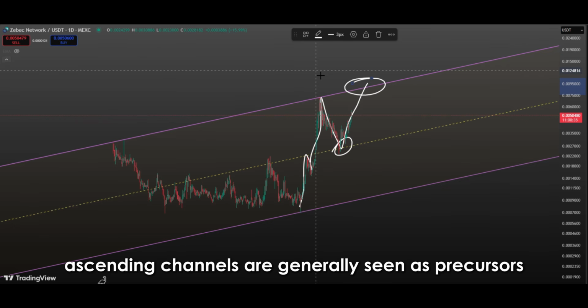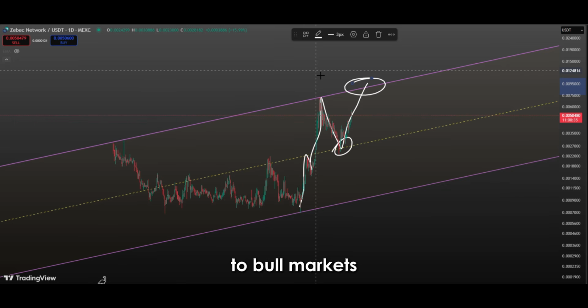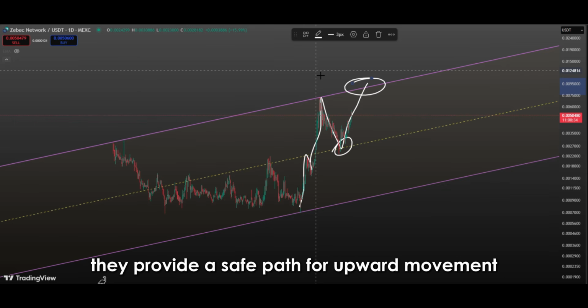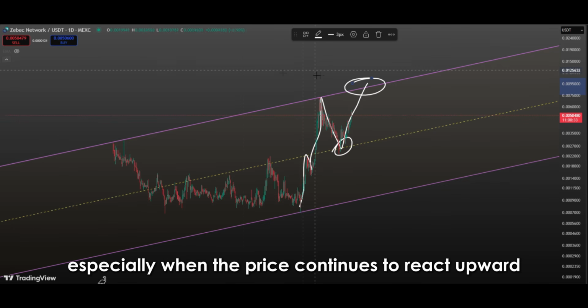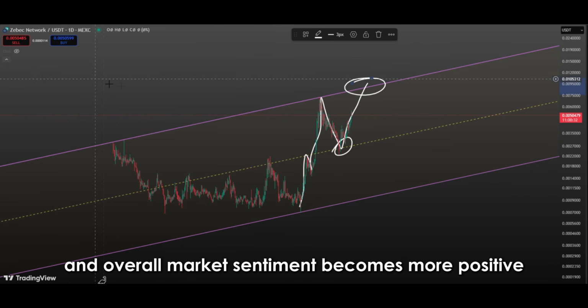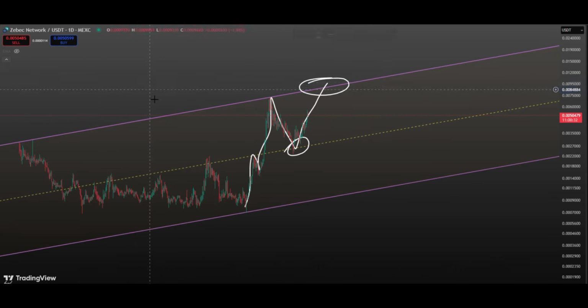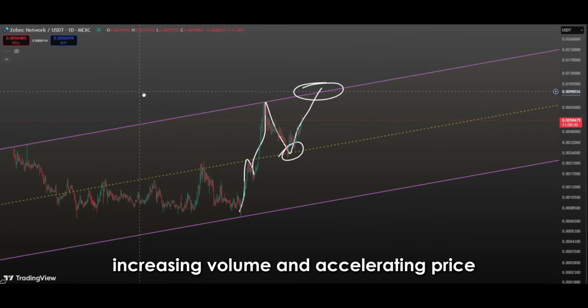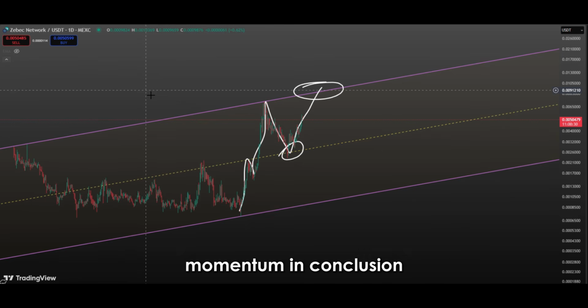Ascending channels are generally seen as precursors to bull markets, and as long as the channel structure is maintained, they provide a safe path for upward movement. Especially when the price continues to react upward from the midline, market participants gain confidence, and overall market sentiment becomes more positive. This can trigger a chain reaction of new investor entries, increasing volume, and accelerating price momentum.